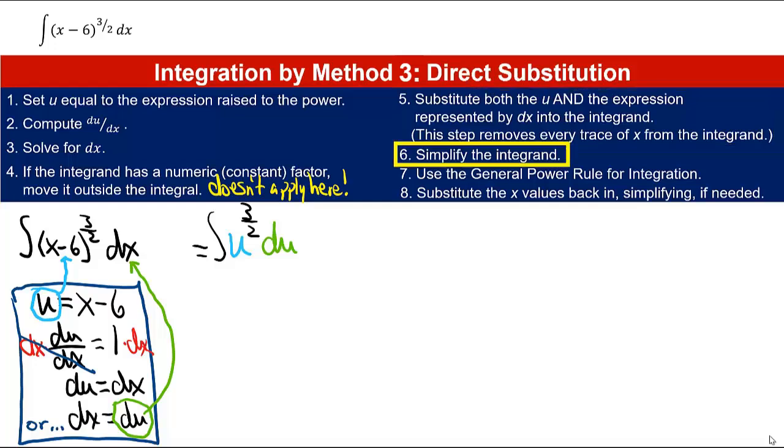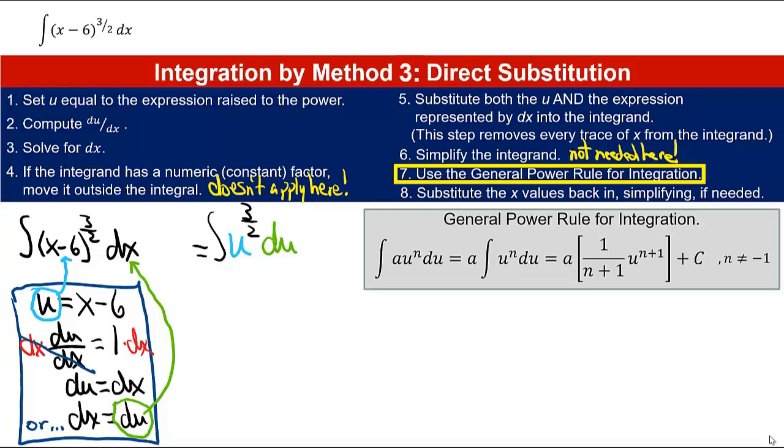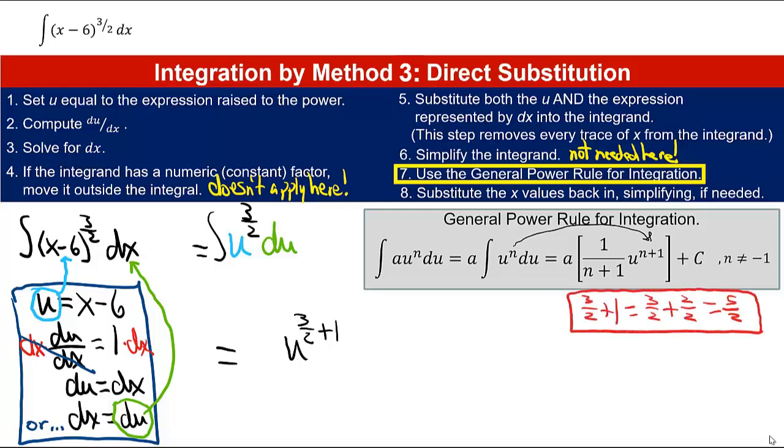Step 6 says to simplify the integrand, but that's about as simple as you'll ever see an integrand, so there's really not anything to do here. Step 7 says to use the general power rule for integration. The general power rule, remember, says that you can integrate u to a power by increasing the power by 1, going from n to n plus 1. And here, you'd be adding 1 to 3 halves. And just remember, I don't want to spend much time doing arithmetic, but adding 1 to a fraction, in particular 3 halves, is like adding 2 halves to 3 halves. That gives you 5 halves.